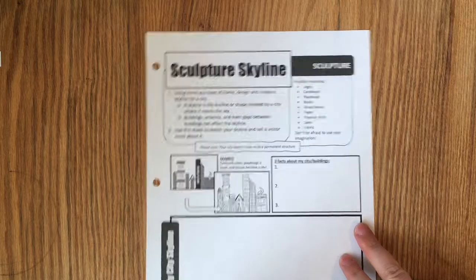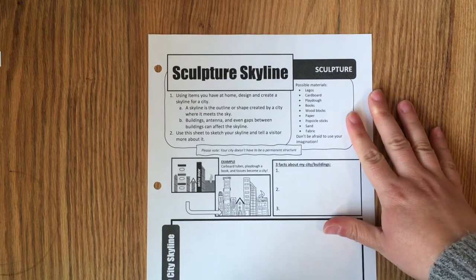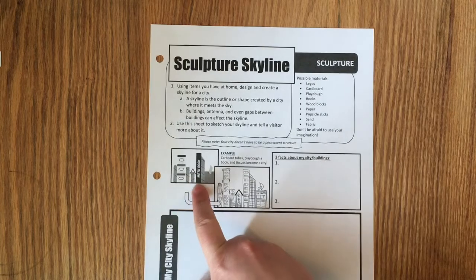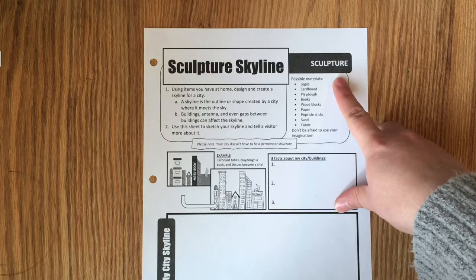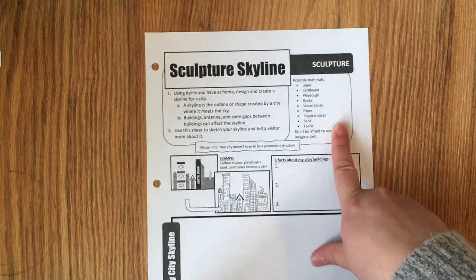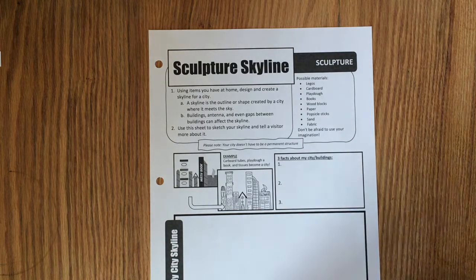All right, so we are actually going to move on to sculpture for this page, and you need to make a skyline using items that you find around your house. Now, I've made a list of different things that you can use here, and I'll show you some in my video too, but it can be things like boxes of tissues, Legos, books, paper towel tubes, anything that you can make into something that kind of looks like a skyline.